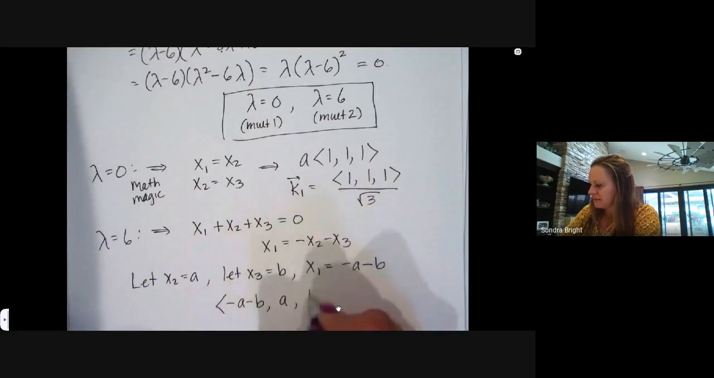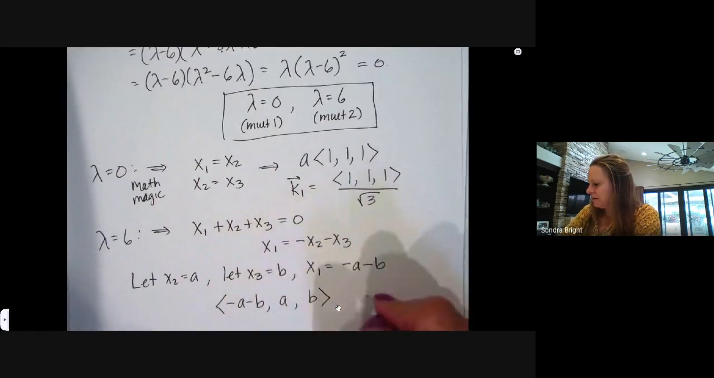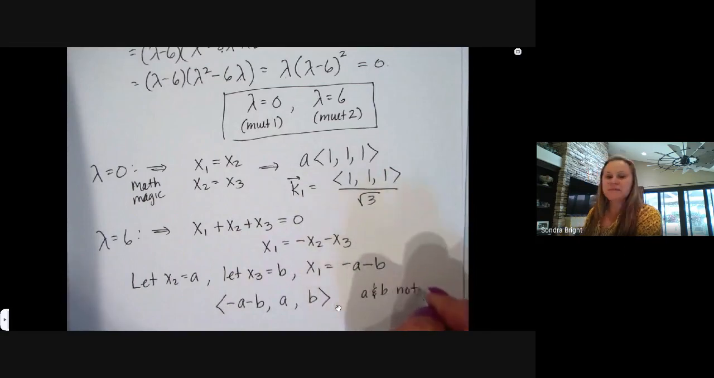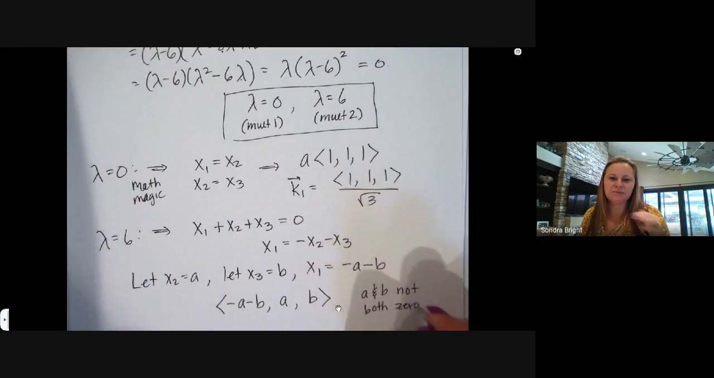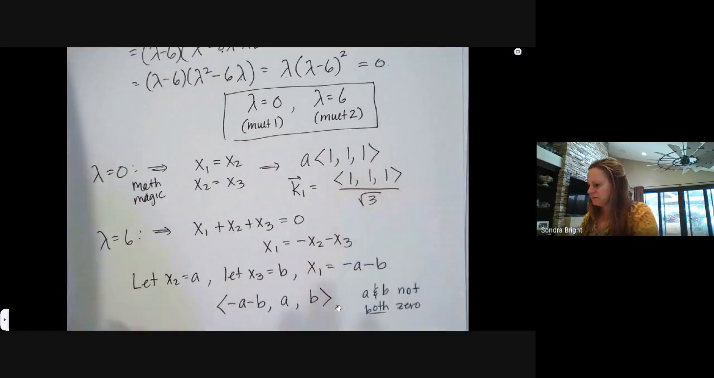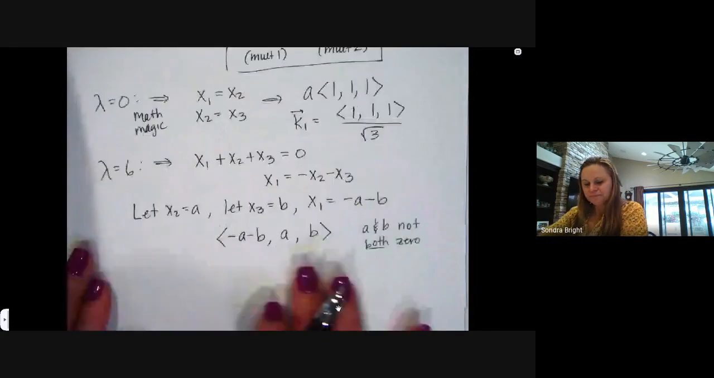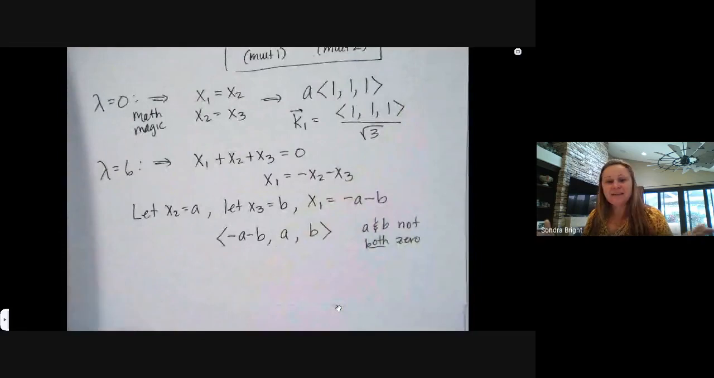We should make the statement that a and b are not both 0. One of them can be 0, but if they're both 0 at the same time, you're just getting the 0 vector. So a and b can be anything. A is any real number, b is any real number, as long as they're both not 0 at the same time.